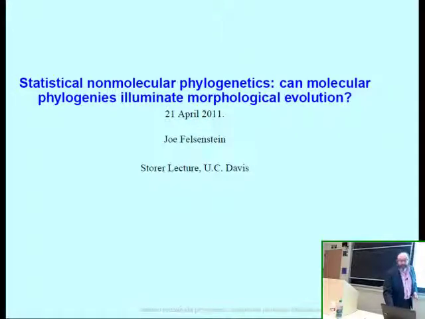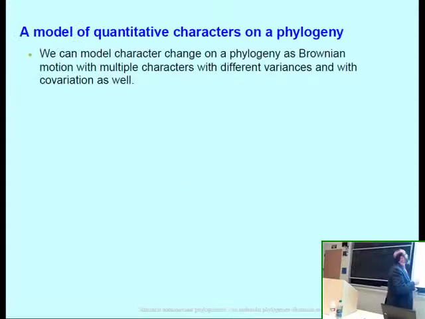So with that framework, let me start out by saying that the central model that most people use for the evolution of morphological characters, say measurable characters, on a phylogeny is a Brownian motion model.